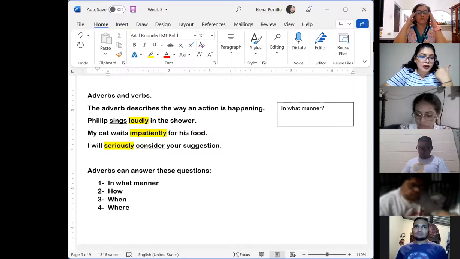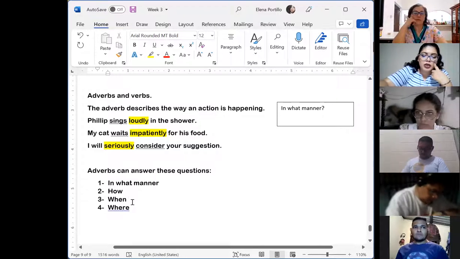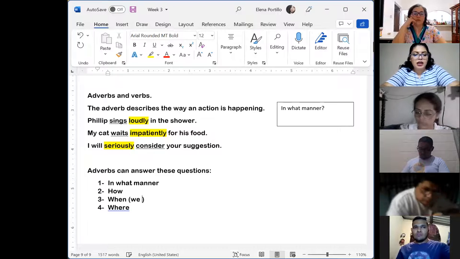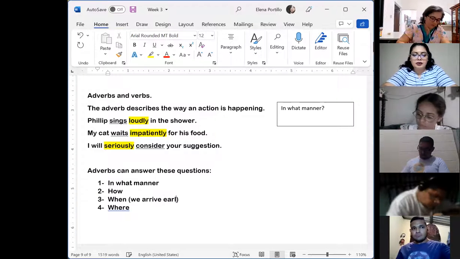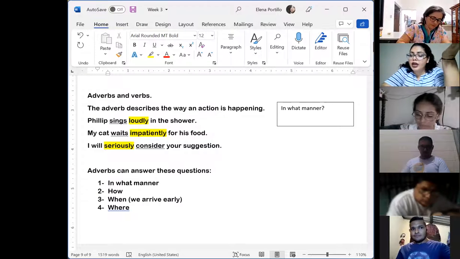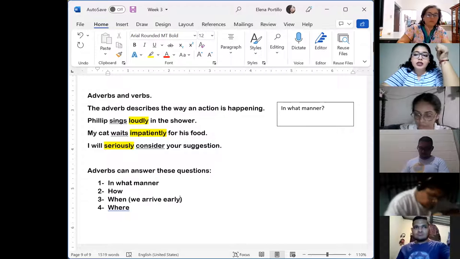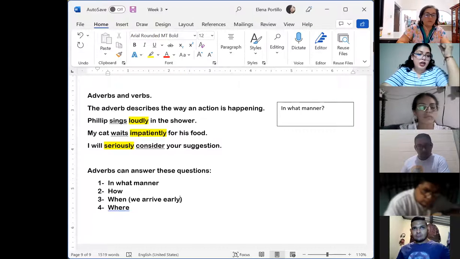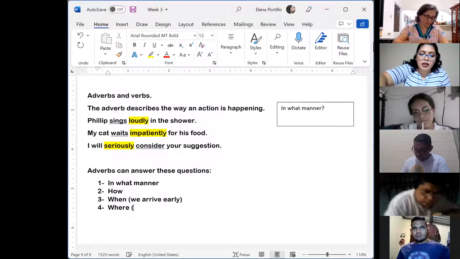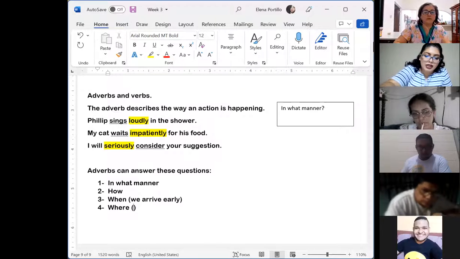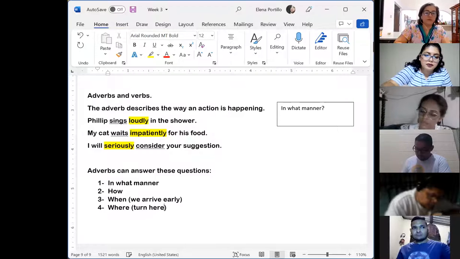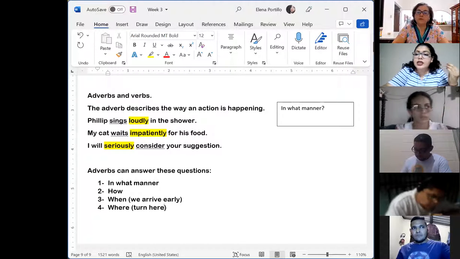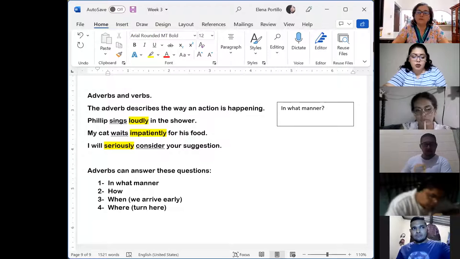For example, in the third one, we can write an example. And we have when. It says we arrive early. So I am telling when we arrive early. Llegamos temprano. ¿Cuándo? Temprano, right? Then we have where. And we have an example. Turn here. Ahí nos dice dónde tenemos que regresarnos, ¿verdad? Aquí. It's answering the question when and where.